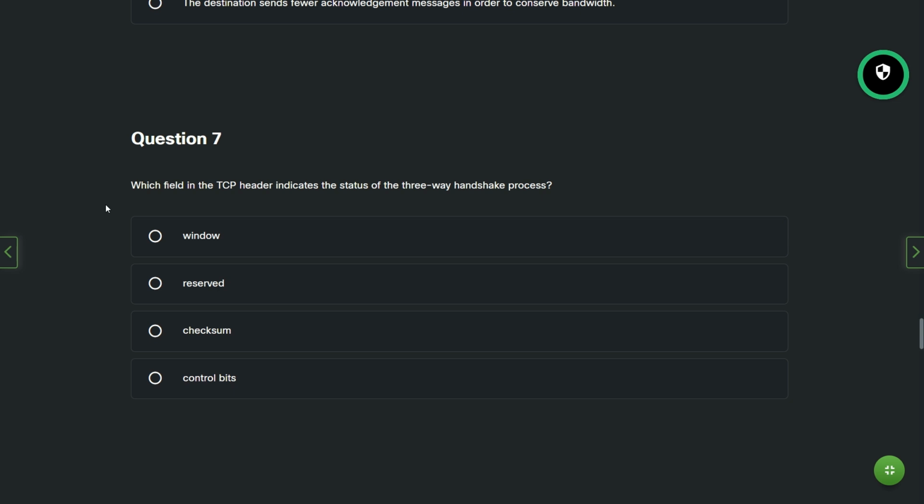Which field in the TCP header indicates the status of the three-way handshake process? I don't remember what this is. I say control bits, window, checksum.